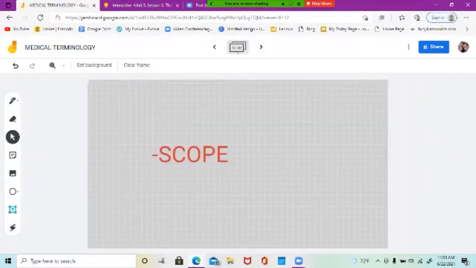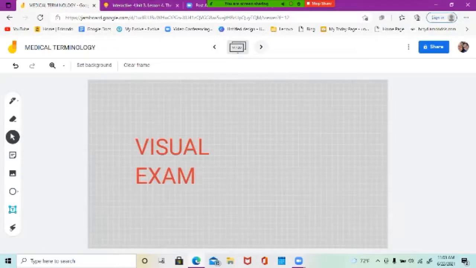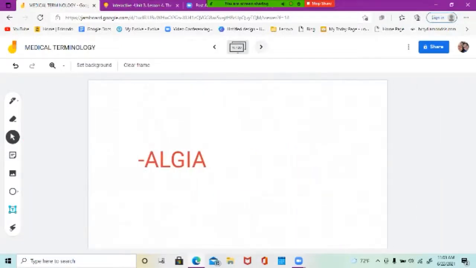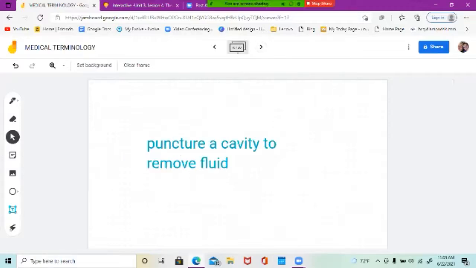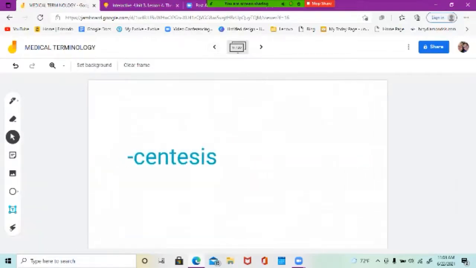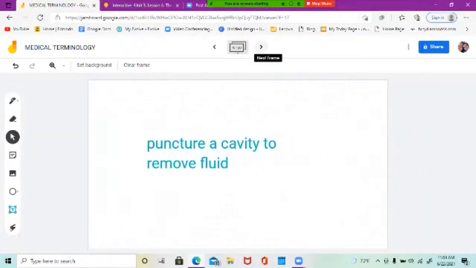Scope, visual exam. Algia, pain. Synthesis, this is a new one. Amniocentesis, what are we doing? No, we're extracting fluid. Yes, puncture a cavity to remove fluid. So synthesis is puncture a cavity to remove fluid.